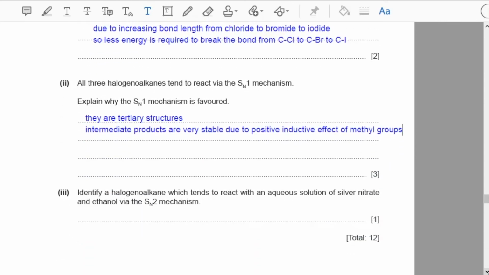Part 3. Identify a halogenoalkane which tends to react with an aqueous solution of silver nitrate and ethanol via the SN2 mechanism. So for the SN2 mechanism, we can mention any which has a primary carbocation. So I'll just write maybe chlorobutane, 1-chlorobutane.